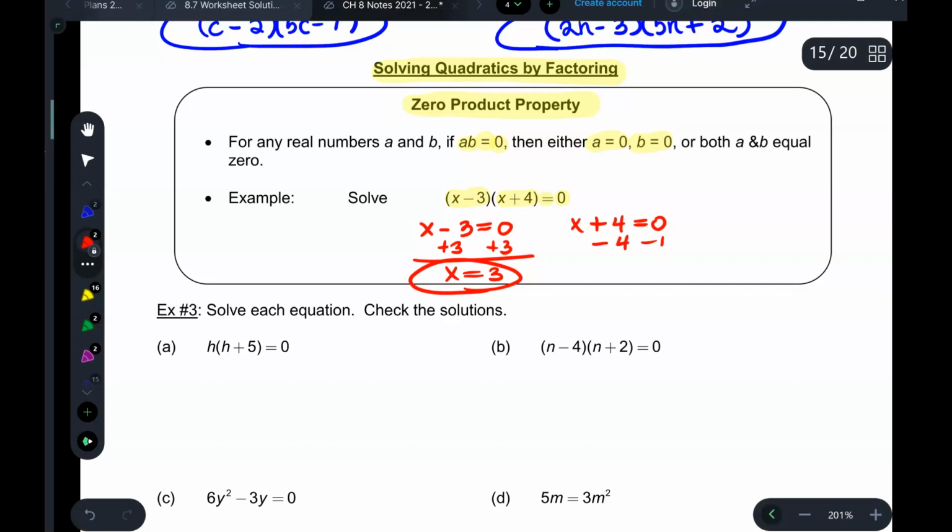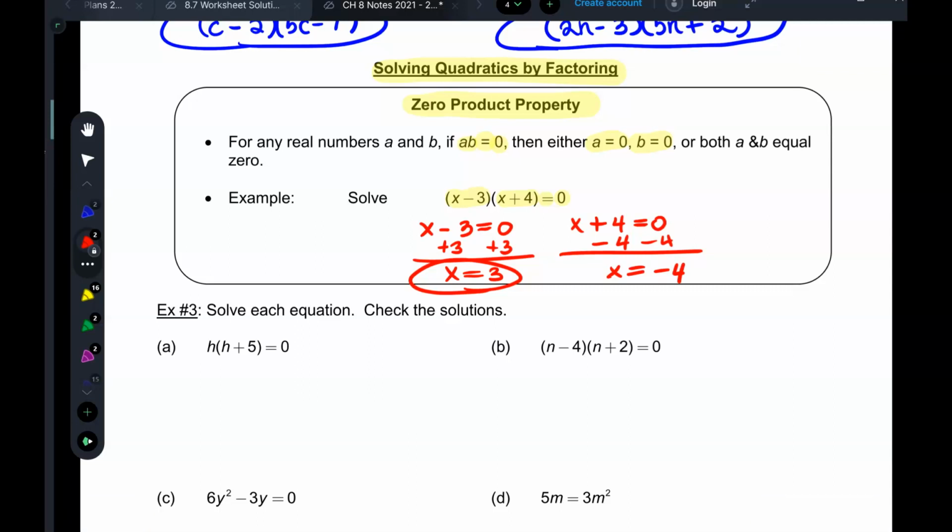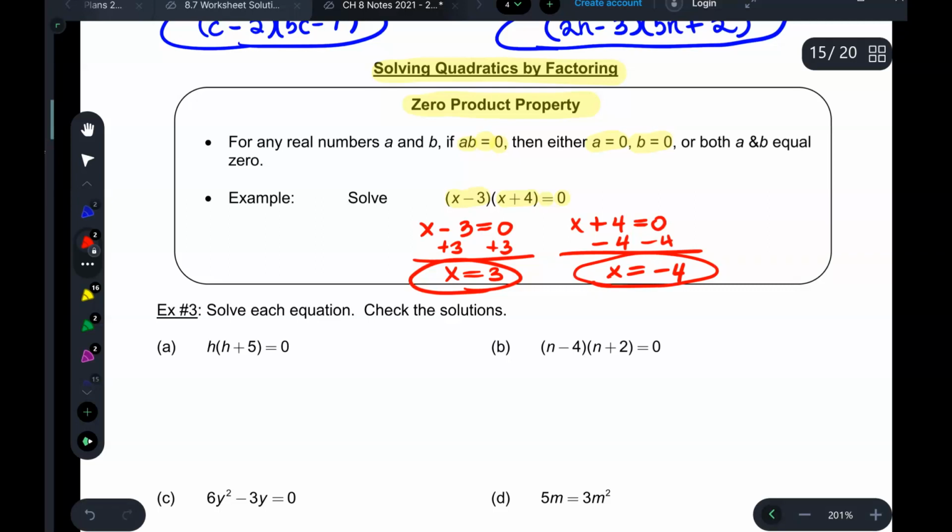Well, solve x plus 4 equal to 0. So I'm going to subtract 4. What's 0 minus 4? Negative 4. I'm going to write it out the first few times. If you just recognize, if you already have it in this factored form and you want to just write x equals 3 and x equals negative 4, that's fine. So if I plug in negative 4, that would make that negative 7 times 0. Well, negative 7 times 0, does that give us 0? Yeah. So both of those are our solutions here.